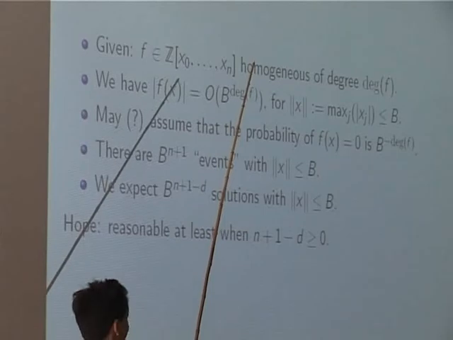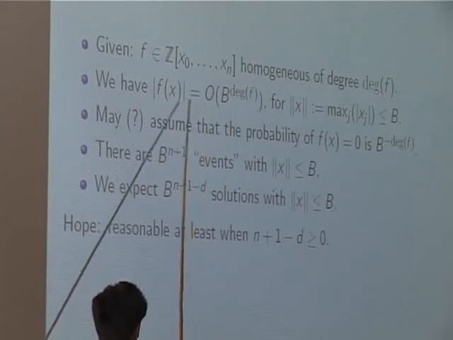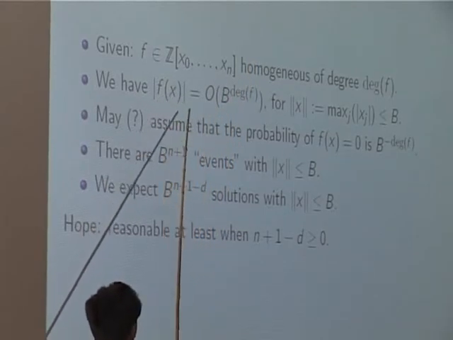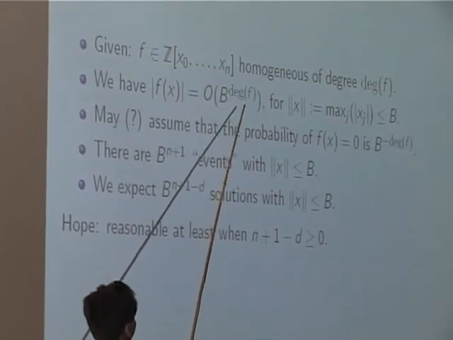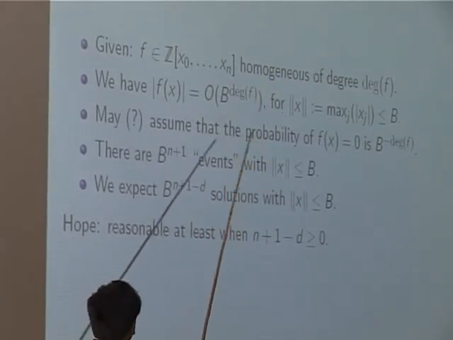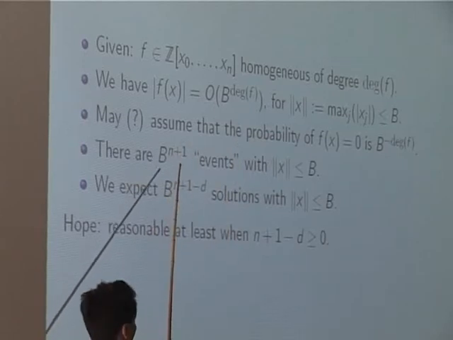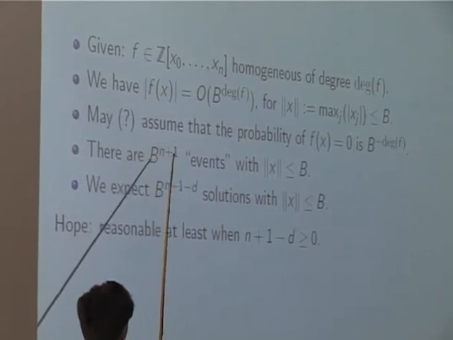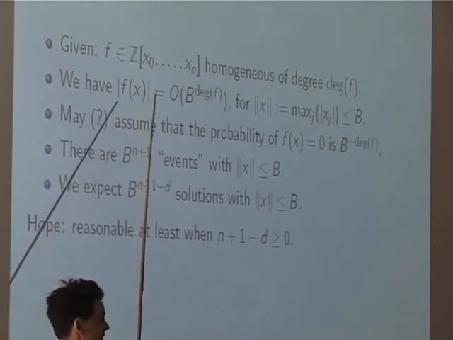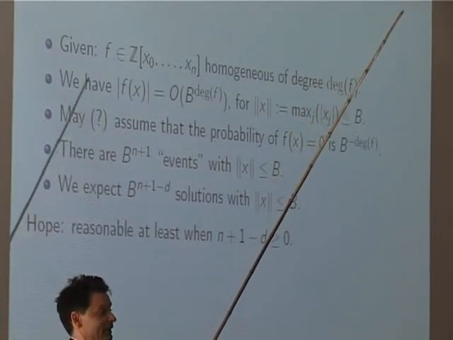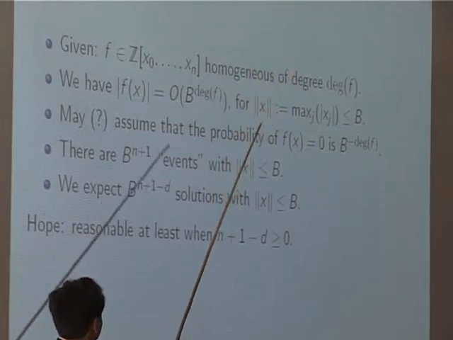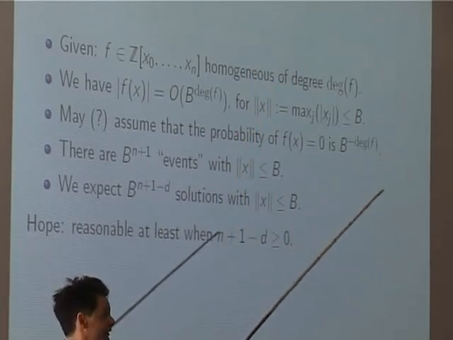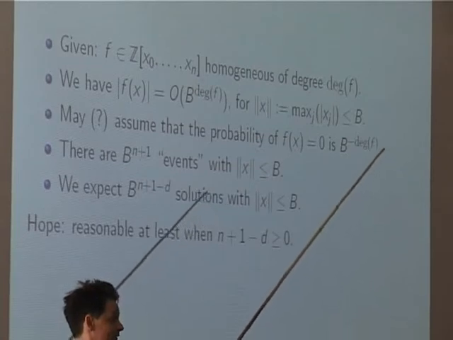We have finitely many monomials, so the range of the absolute value of f of x will be on the order of b to the degree. Now we're going to work probabilistically. We look at f of x, and we look at f of x plus 1. Well, it's not homogeneous, but it's still an equation. Or f of x plus 2, f of x plus 3.